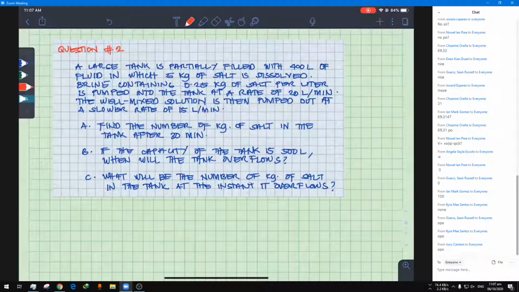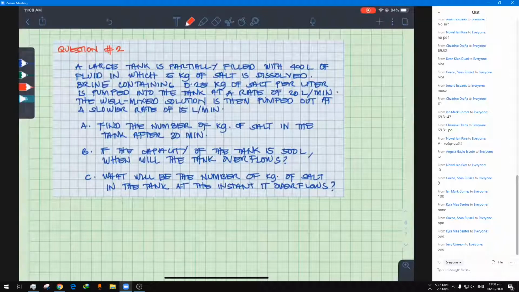So a large tank is partially filled with 400 liters of fluid, in which 5 kilograms of salt is dissolved. So brine containing 0.25 kilograms of salt per liter is pumped into the tank at a rate of 20 liters per minute. So the well mixed solution is then pumped out at a slower rate of 15 liters per minute. So find the number of kilograms of salt in the tank after 30 minutes.